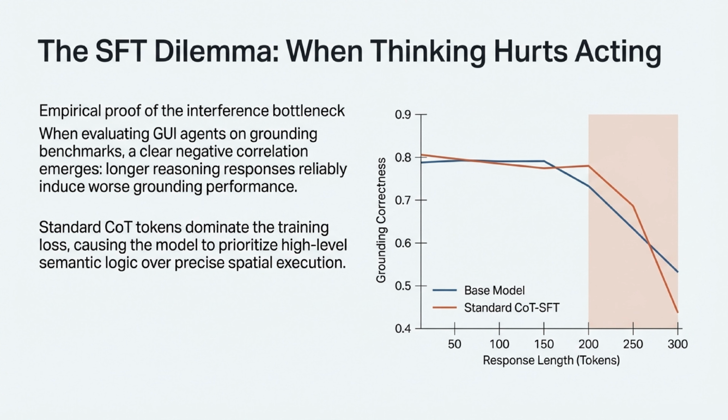Now, going back to that first bottleneck, the SFT dilemma. We actually have empirical proof that thinking hurts acting. When we evaluate GUI agents on grounding benchmarks, a clear negative correlation emerges. As the length of the reasoning response increases, grounding correctness drops significantly. Standard chain-of-thought tokens dominate the training loss, which causes the model to prioritize high-level semantic logic while neglecting precise spatial execution.